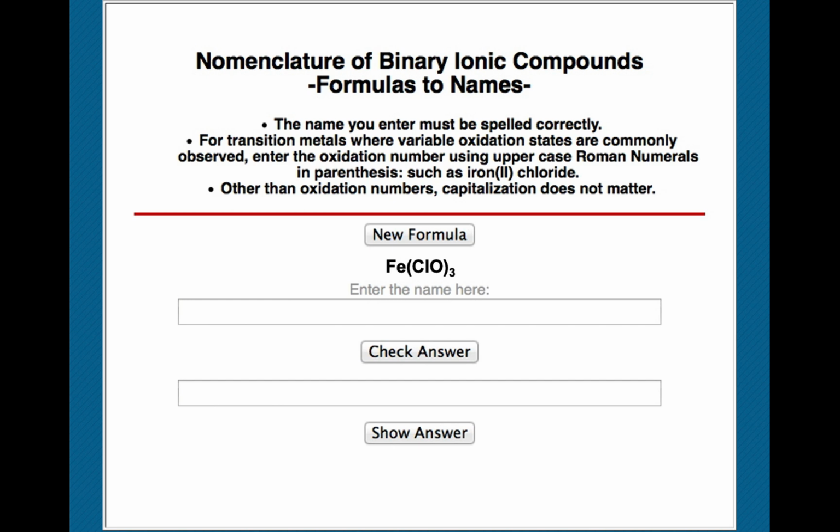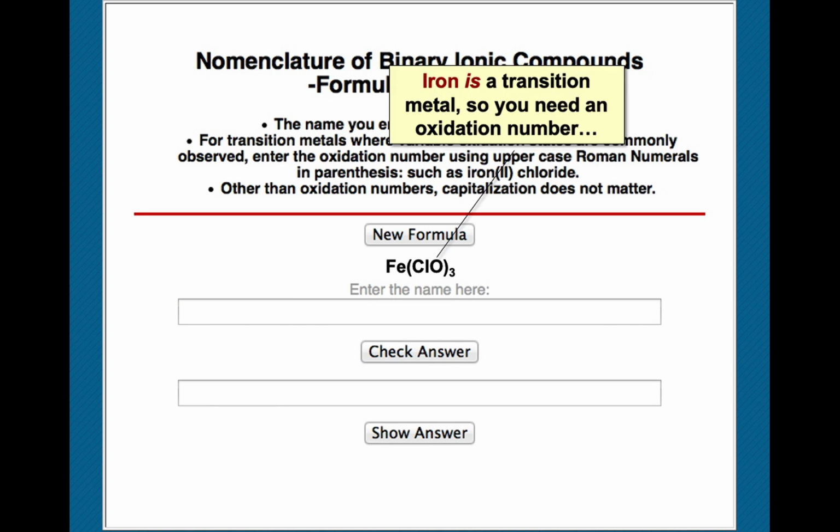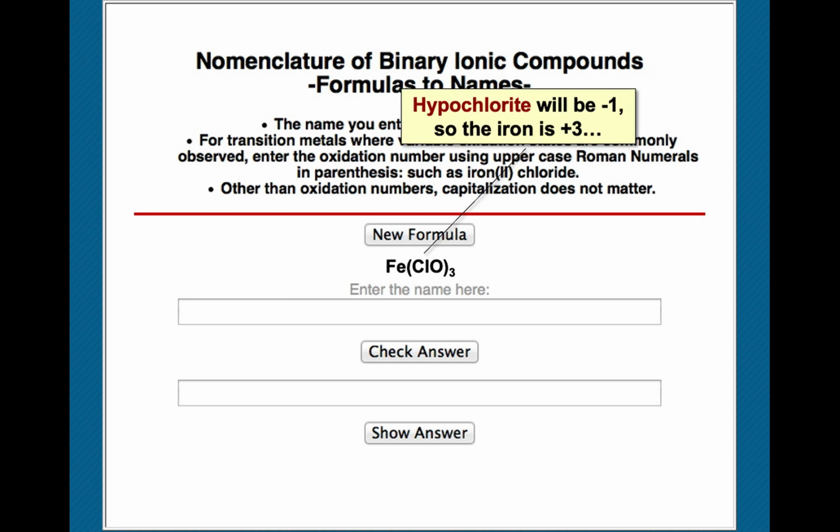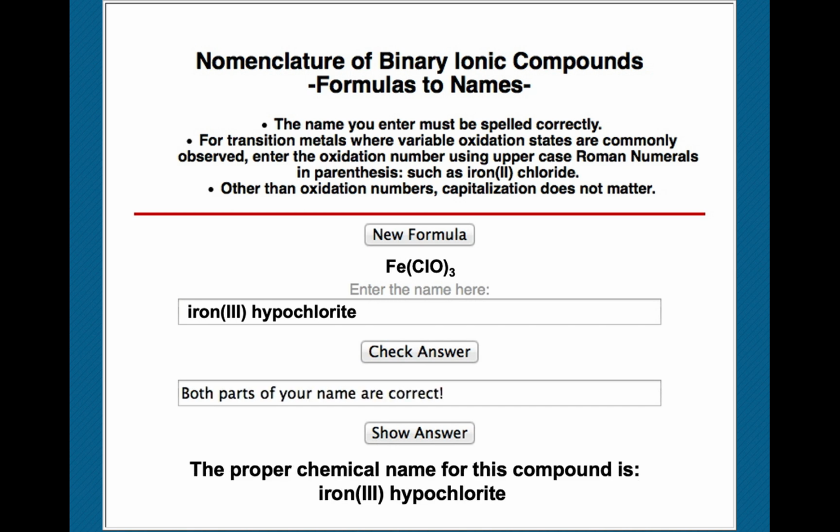ClO, what is that? We have taken 2 oxygens off the parent, so it's a hypochlorite. Bleach is sodium hypochlorite. Hypochlorite. It's -1, they all are. There are 3 of them. Iron must be +3. It's a transition metal. We have to do iron 3 hypochlorite. Any questions?